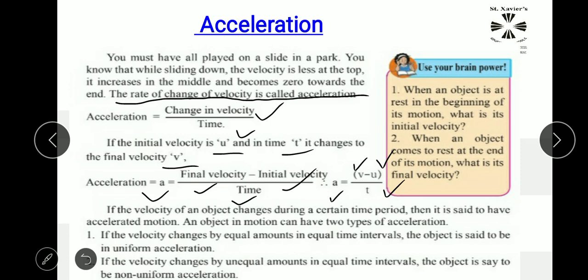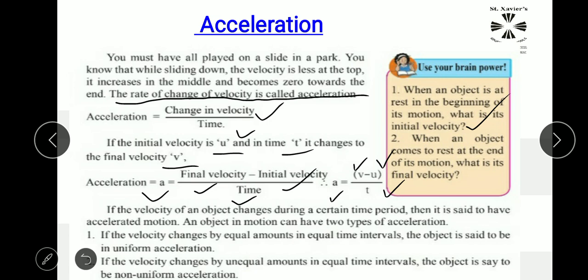Now here, let's check your brain power. When an object is at rest in the beginning of its motion, what is its initial velocity? Simply we can say it is 0. Why? Because it has not started. So speed is 0 only. So here initial velocity is 0.